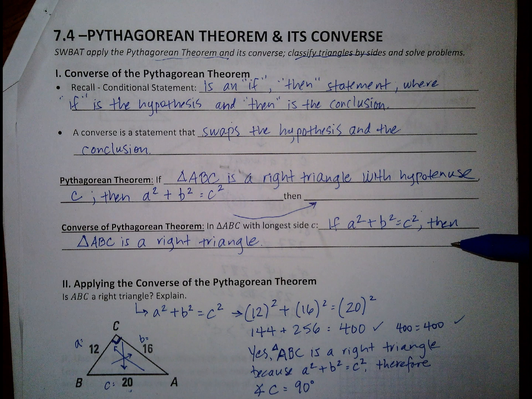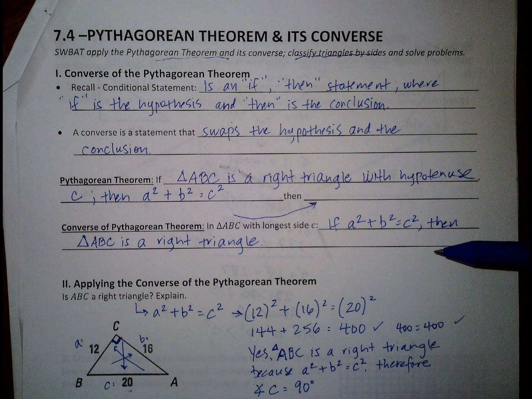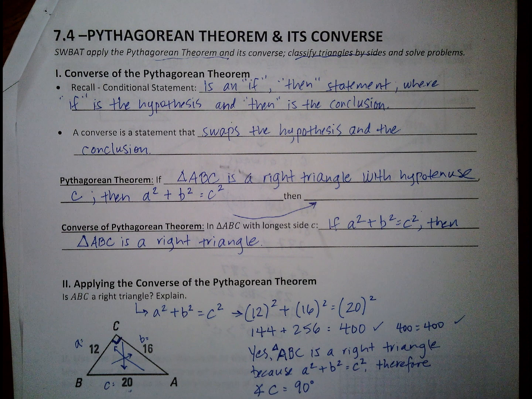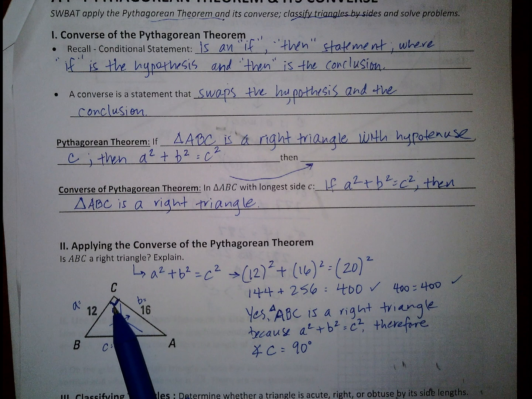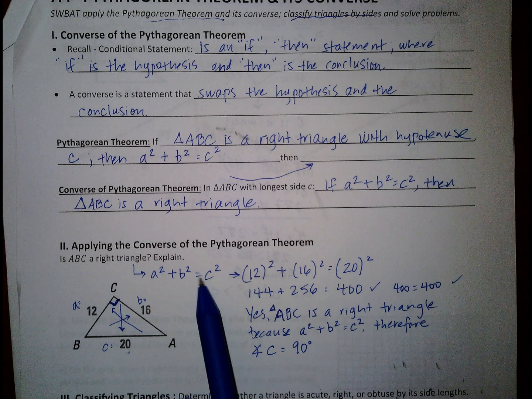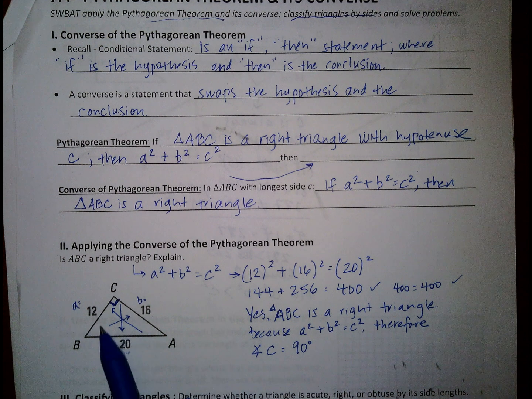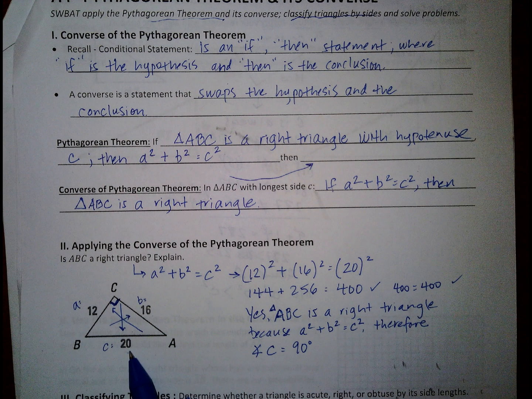Why is this important? Well, say you are given 3 side lengths in a triangle and you're being asked to prove that the triangle is a right triangle. How are you going to prove it? Well, for example, in this case here. I ended up drawing this 90-degree angle in after I tested the converse of the Pythagorean theorem. So all I had initially were these side lengths here, 12, 16, and 20.